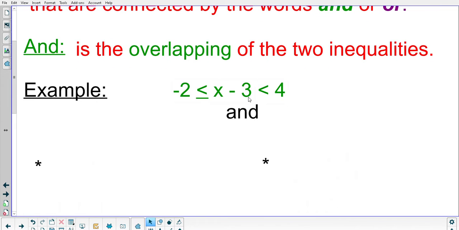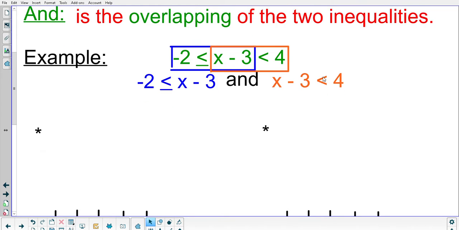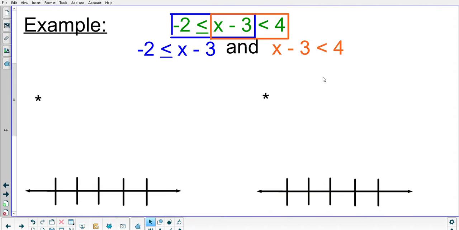So let's just take a look at this one. We have negative 2 is less than or equal to x minus 3 less than 4. Well, there's actually two inequalities here. We've got one that says negative 2 is less than or equal to x minus 3, and a second one that says x minus 3 is less than 4. The process of solving them is just to solve each one individually and graph it.